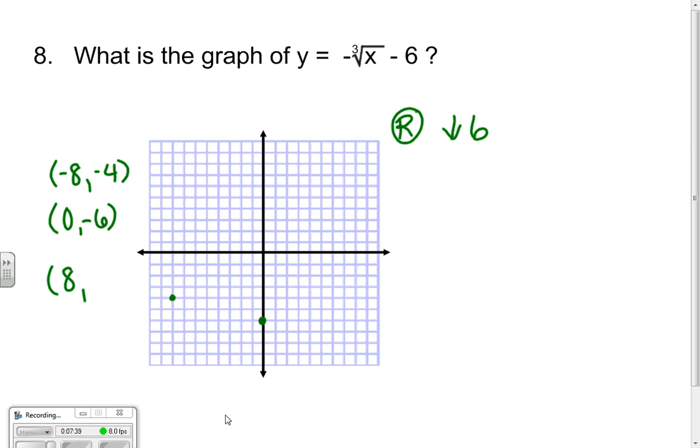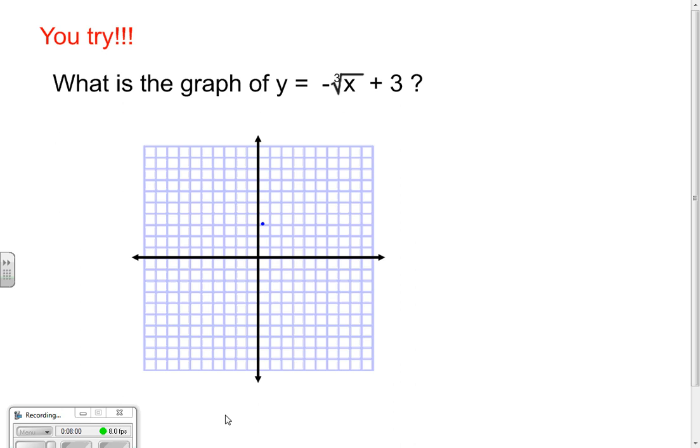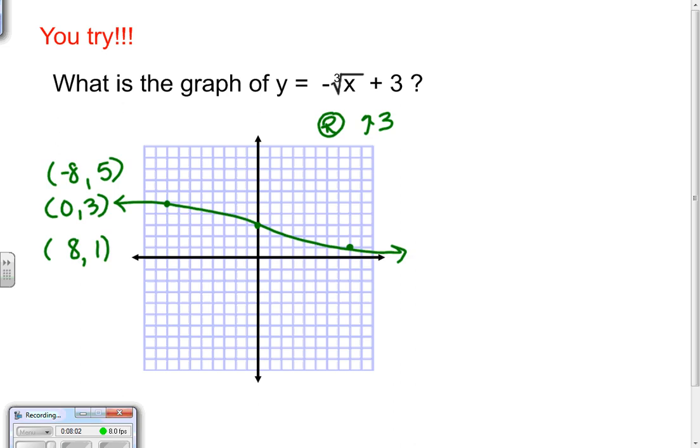The cube root of 8 is 2, with the negative out front is -2, minus 6 is -8. So it'll start high and end low. Anytime there is a reflection across the x-axis with cube roots, it's going to start high and end low. Reflection and an up 3 means that it'll start high and end low and go through 0, 3.